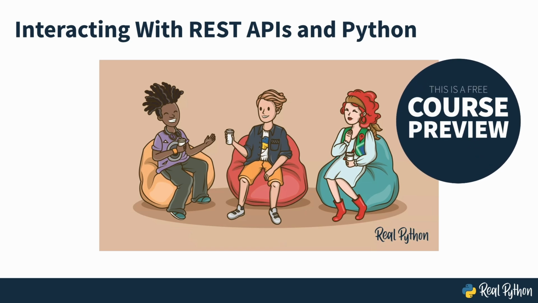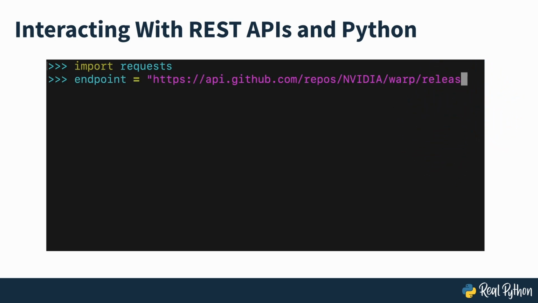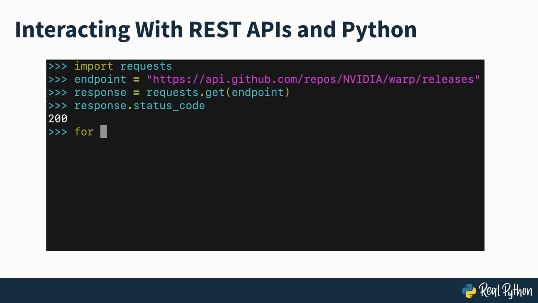Interacting with REST APIs and Python. There's a huge amount of data available on the web. Many web services, such as YouTube and GitHub, make their data accessible to third-party applications through an application programming interface known as an API. One of the most popular ways to build APIs is the REST architecture style.